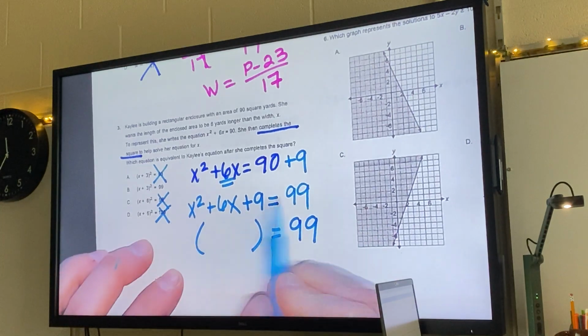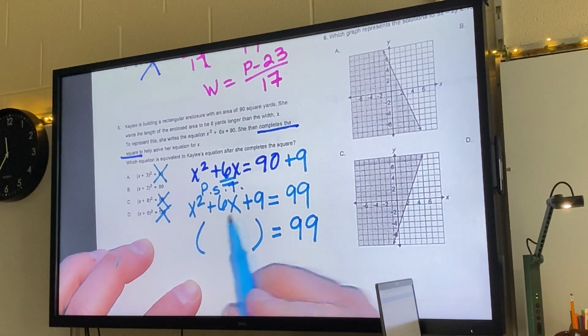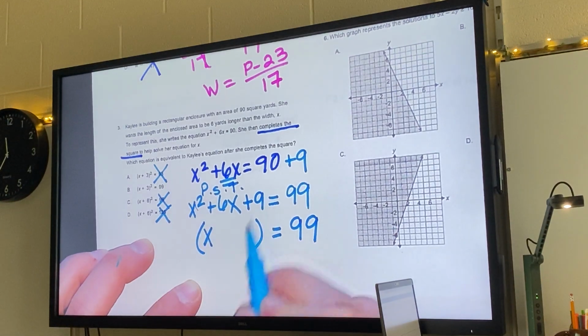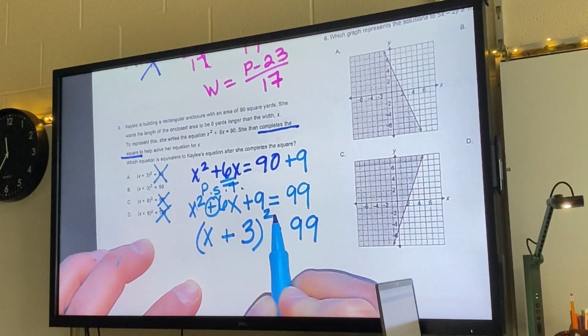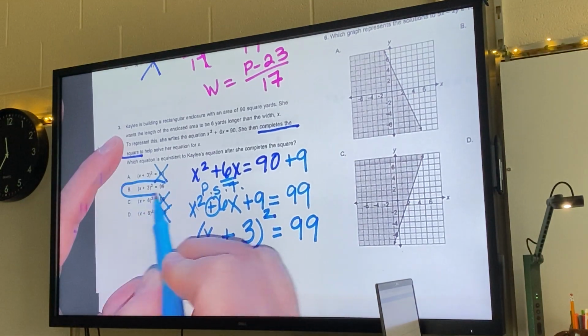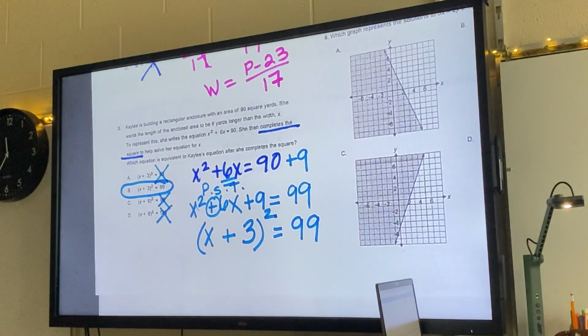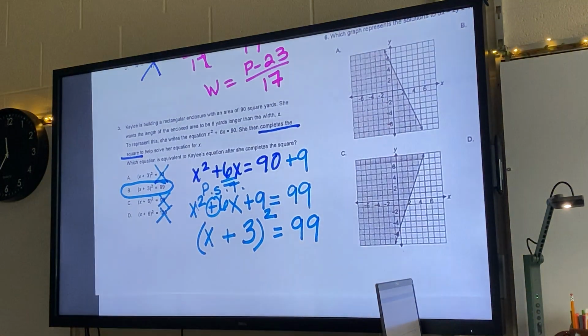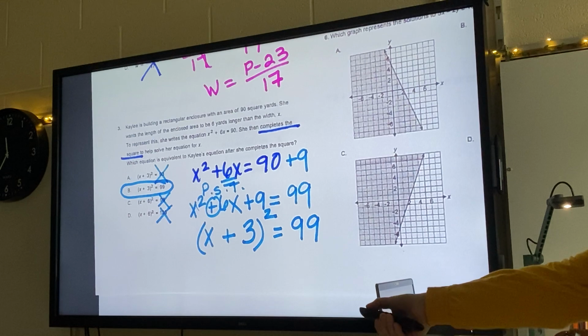Alright, so this is now a perfect square trinomial. So the square root of x squared is x, the square root of 9 is 3, and the sign is a plus. Don't forget the square. So we know that the answer is B, but I want to show you what you can do on www.desmos.com using the graphing calculator, because you have access to this on the Algebra 1 EOC test. Y'all good before I switch it up?